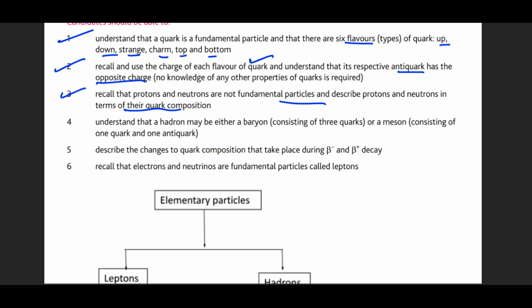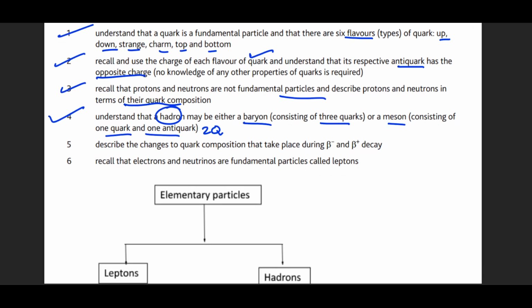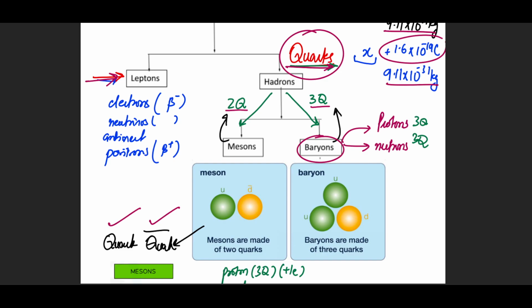We need to understand that there is a hadron family. Baryon consists of 3 quarks, meson consists of 2 quarks, 1 quark and 1 anti-quark. So there are basically 2 types. We also memorize that as well. Now we are left with beta decay, and we're left with beta decays with leptons of neutrinos and antineutrinos. But let's move on to that topic.